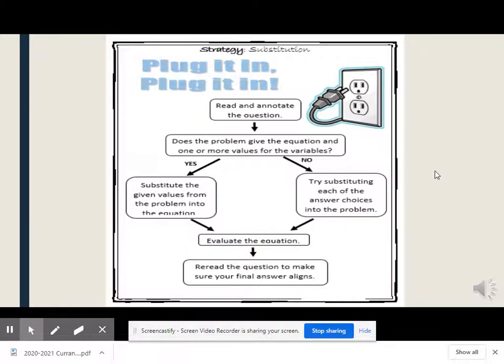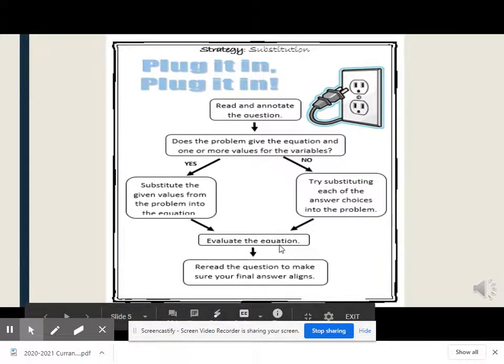So I want to share a strategy with you. The first strategy is substitution. Basically, plug it in when you can. The very first thing you need to be able to do is read and annotate the question. Ask yourself, does the problem give the equation and one or more values for the variables? If the answer is yes, then you are going to substitute the given values from the problem into the equation. Simply replace them, evaluate and solve it, and then reread the question to make sure that your final answer aligns.